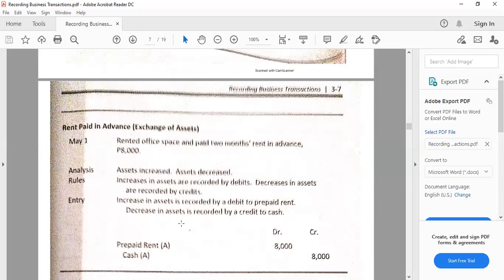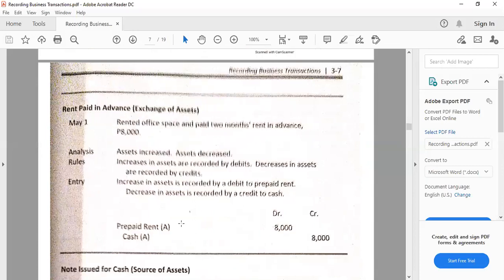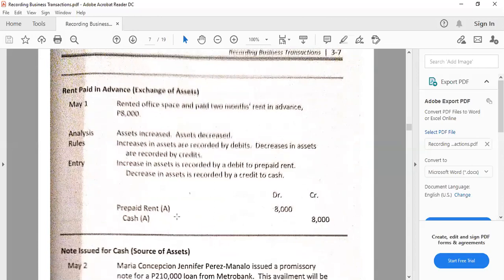Next, this is payment of rent in advance. If it is payment of an expense in advance, it's going to have the word prepaid and we attach the expense, which is rent. So prepaid rent, 8,000, credit cash, 8,000. An explanation is to record payment of, let's just say, office rent for 2 months in advance. Or you can simply write to record payment of rent in advance.